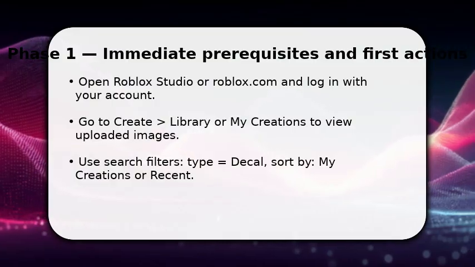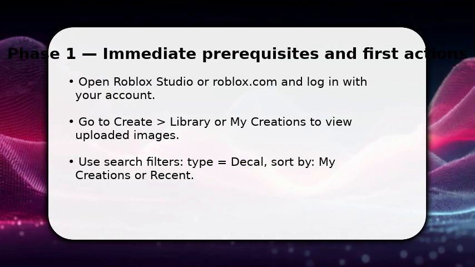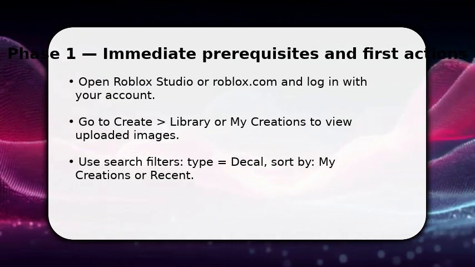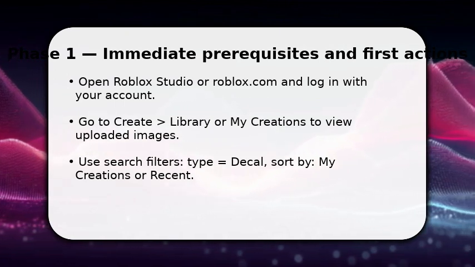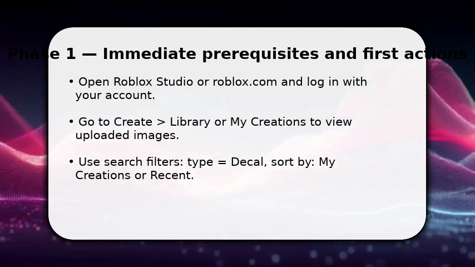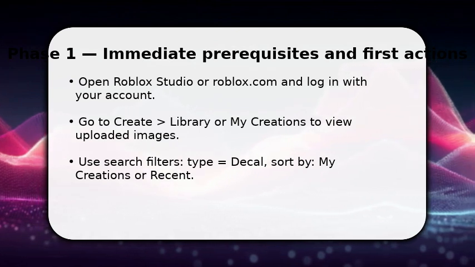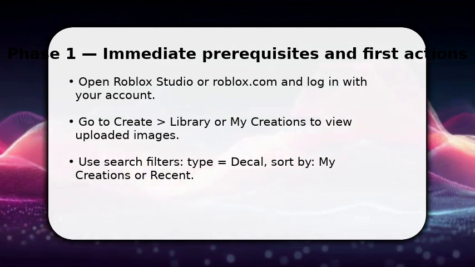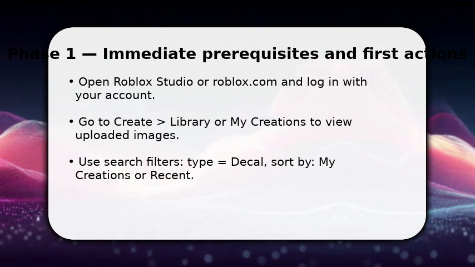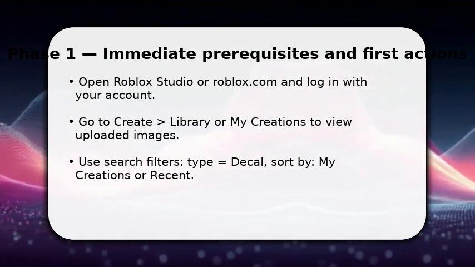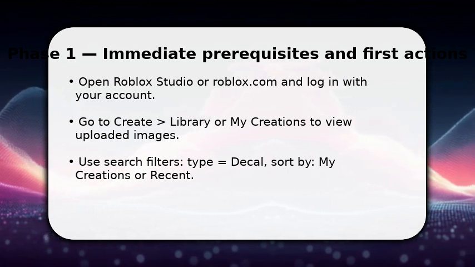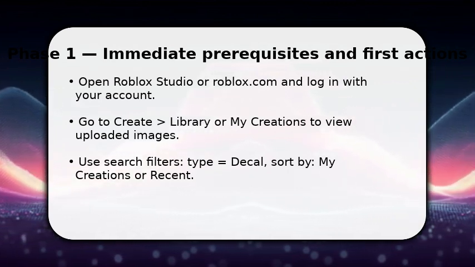You'll start inside Roblox Studio or the website. Log in now and head straight to Create, then Library or My Creations. Once there, switch the asset type to decal so you only see pictures, and apply the owner filter to show items you uploaded. Use the search box with a clear keyword. Make sure to sort by most recent if you want the latest uploads. This gets you to the first actionable list of picture assets you control, ready for the next steps.